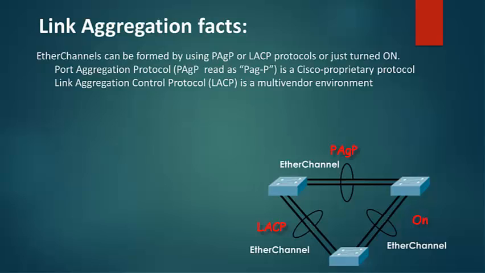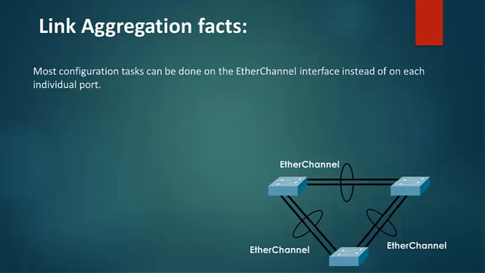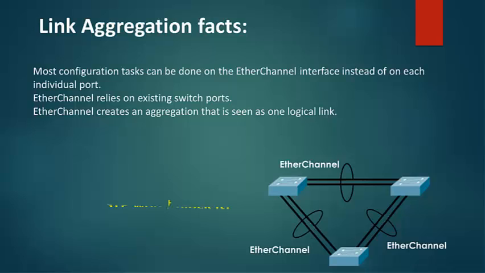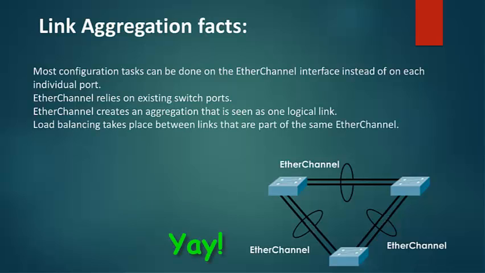Port Aggregation Protocol is read as PAgP. It's a Cisco proprietary protocol. Link Aggregation Control Protocol is for a multi-vendor environment. Most configuration tasks can be done on the EtherChannel interface instead of on each individual port. EtherChannel relies on existing switch ports. It creates an aggregation that is seen as one logical link, therefore Spanning Tree won't block it.